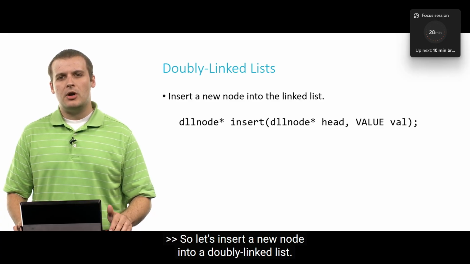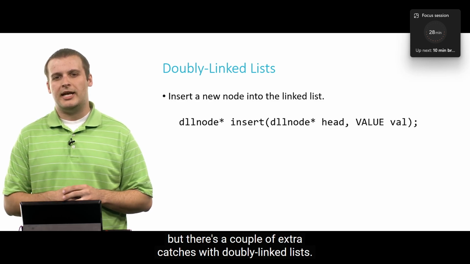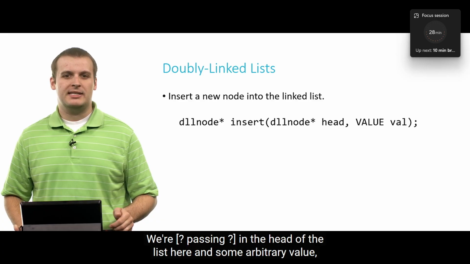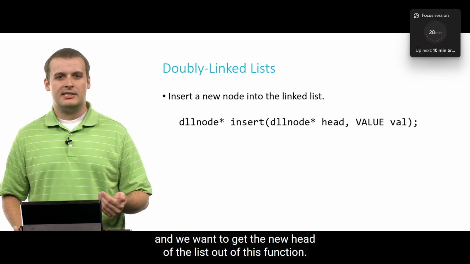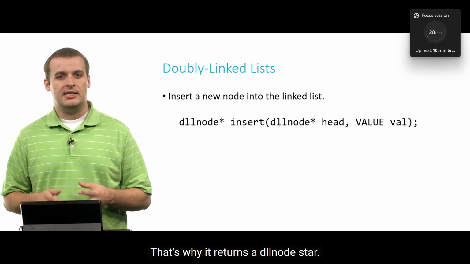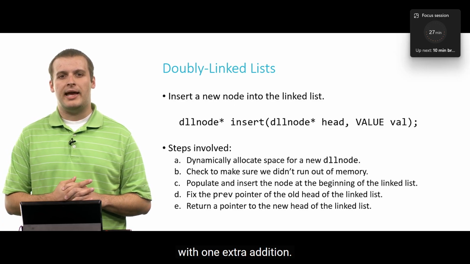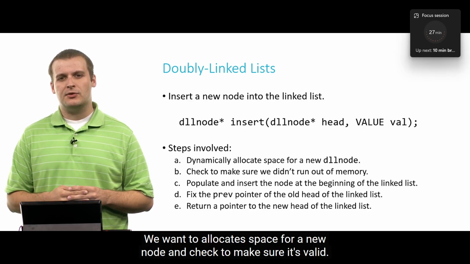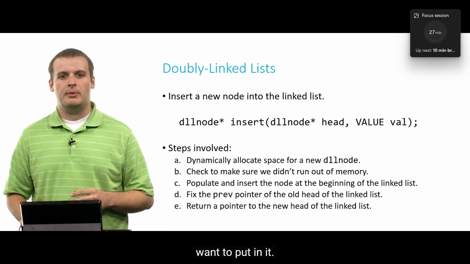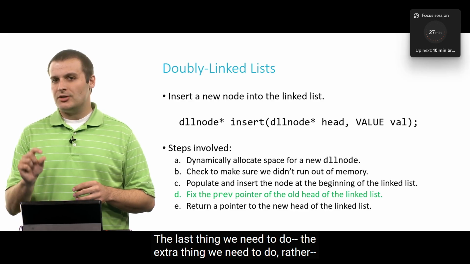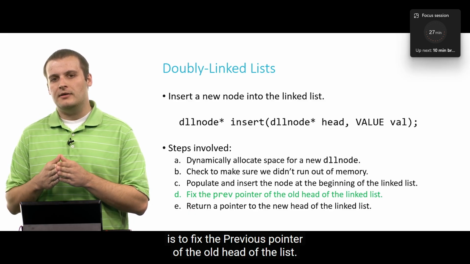So let's insert a new node into a doubly linked list. We talked about doing this for singly linked lists as well, but there's a couple of extra catches with doubly linked lists. We're passing in the head of the list here and some arbitrary value, and we want to get the new head of the list out of this function. That's why it returns a DLL node star. So what are the steps? They're again very similar to singly linked lists with one extra addition. We want to allocate space for a new node and check to make sure it's valid. We want to fill that node up with whatever information we want to put in it. The last thing we need to do, the extra thing rather, is to fix the previous pointer of the old head of the list.